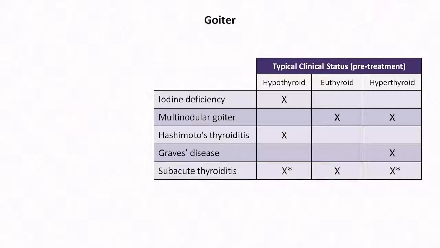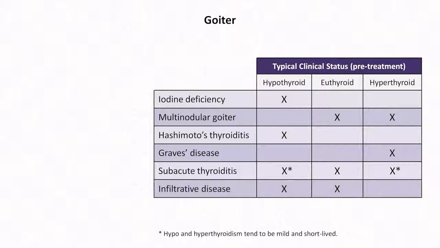Patients with subacute thyroiditis can have any clinical thyroid status, depending upon what stage of the illness they are currently in, although the hypo and hyperthyroid stages both tend to be relatively mild and short-lived. And lastly, goiters can be caused by infiltrative diseases such as amyloidosis and sarcoidosis, which can be either euthyroid or hypothyroid. So you can see that the fact that someone has a goiter tells you actually very little about the specific diagnosis or even what their thyroid status is.